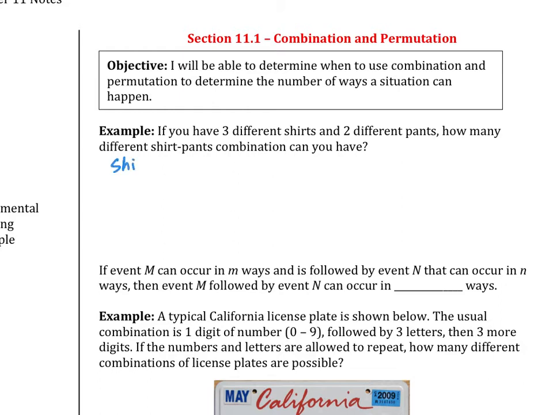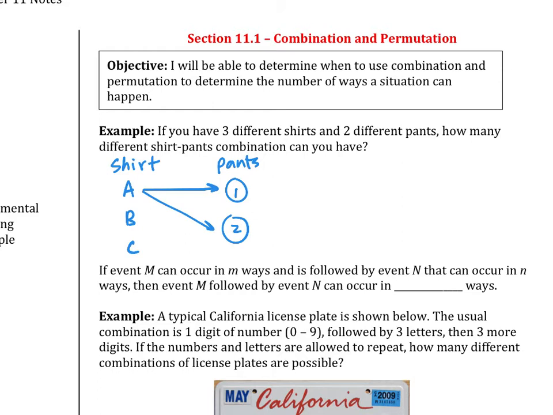So you have different shirts and you have different pants. So let's say you have A, B, C type of shirts, and then you have 1 and 2 type of pants. So the first thing you're going to do is choose a shirt. If you choose shirt A, you can either choose pants 1 or pants 2 after that. So that gives you 2 combinations: shirt A and pants 1, or shirt A and pants 2.